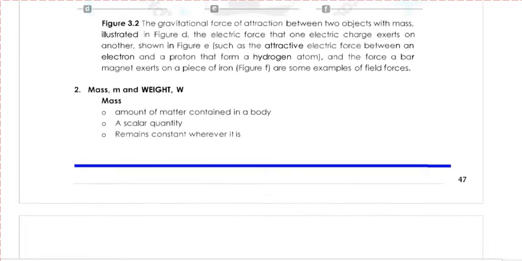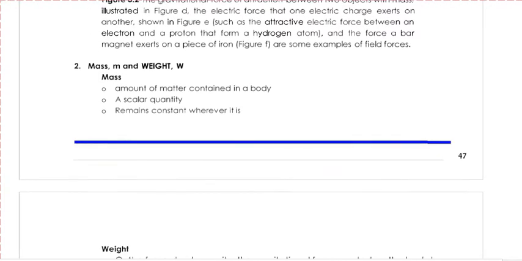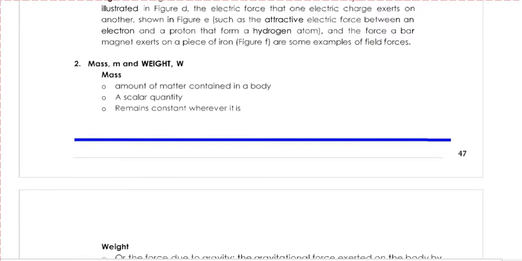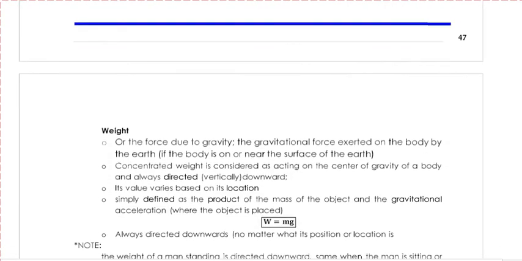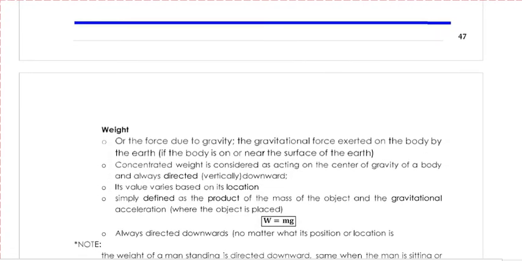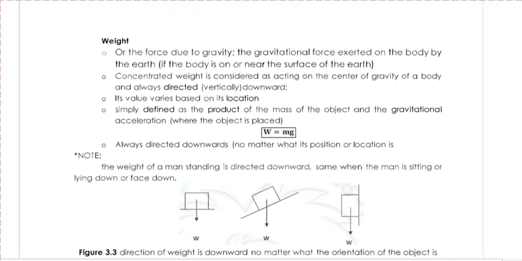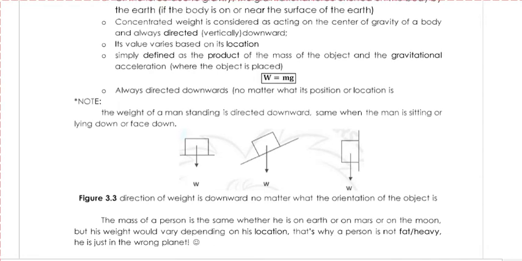Next, another consideration we have is the difference between mass and weight. So mass is the amount of matter contained in the body. A scalar quantity, it remains constant wherever it is. Ang weight naman, that is the force na siya due to gravity. So that's why we are considering nga gina-multiply natin ang aton nga mass to gravity in order to acquire the value of weight. So take note that weight is always pointing downward.